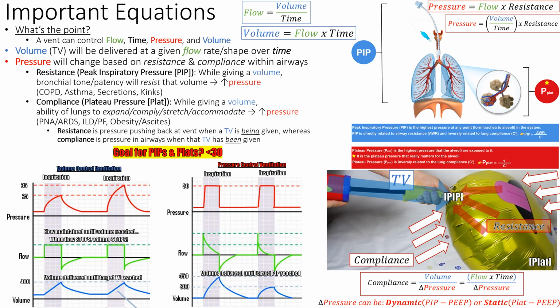Knowing them doesn't really get us too much, it just kind of explains how it works. But what's the point of all these equations? Basically, we're really focused on volume and pressure. And to give volume to something, the volume needs to flow over time, right? So I want to give this volume for 1 second, and it needs to flow to get a volume. So we can measure that.